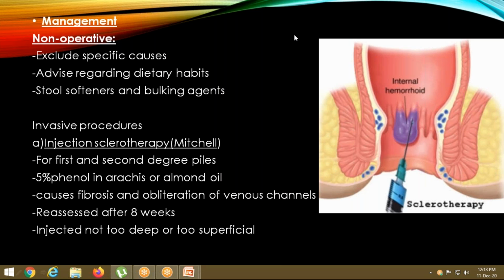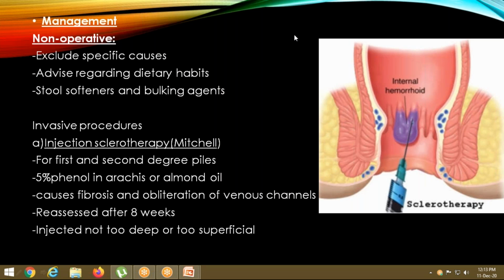And regarding dietary habits, you should advise the patient. So for first degree hemorrhoids, you can tell patients to change their lifestyle and dietary habits, and you can prescribe stool softeners and bulking agents. And you should rule out the specific causes I have told you before: the local, pelvic, abdominal, and neurological causes. Whether they are present or not, you should rule out.